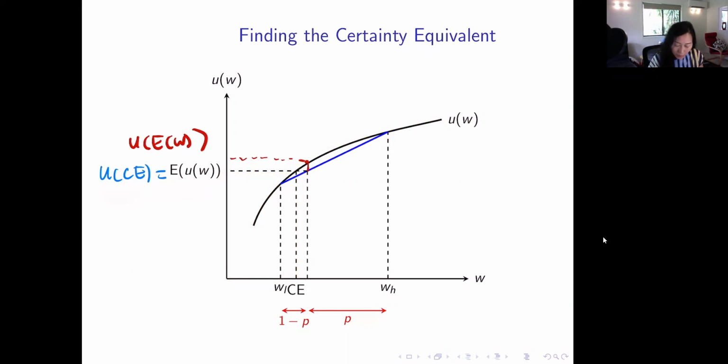But if you offer them this much, which is E of W, you offer them E of W, then they would definitely prefer the sure thing of E of W. But you don't need that much. You only need this much. Instead of needing this much, you only need this much, right? Only this amount for them to be indifferent between playing the game or receiving the certainty amount of CE. It's right here.